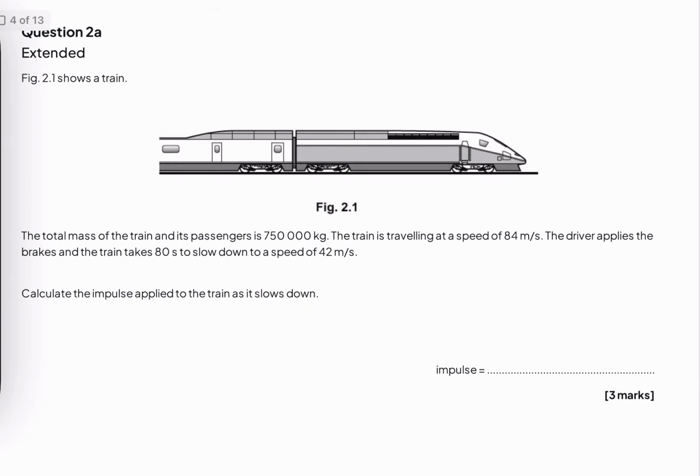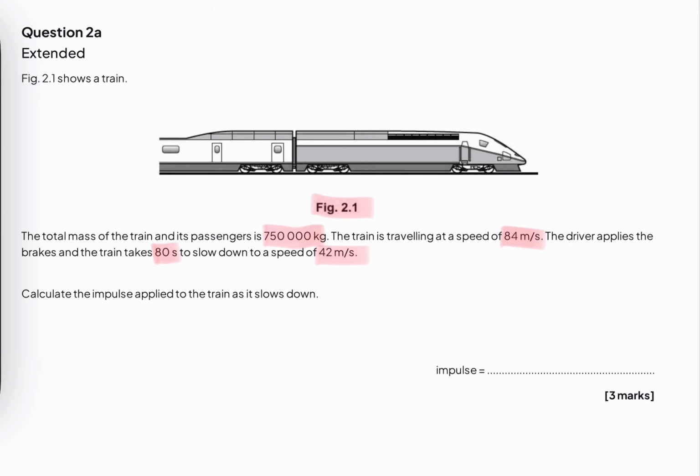Okay, let's move to question number 2. A figure shows a train. The total mass of the train and the passengers is 750,000 kg. The train is traveling at a speed of 84. The driver applies the brakes and then the train takes 80 seconds to slow down to a speed of 42.